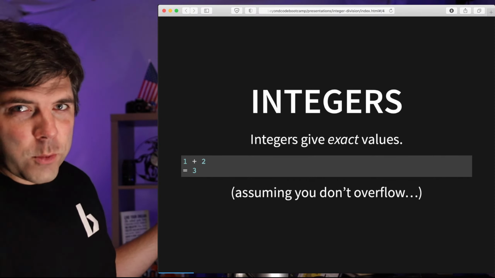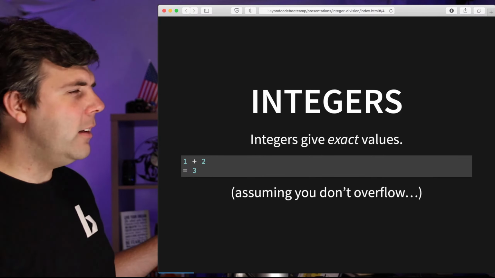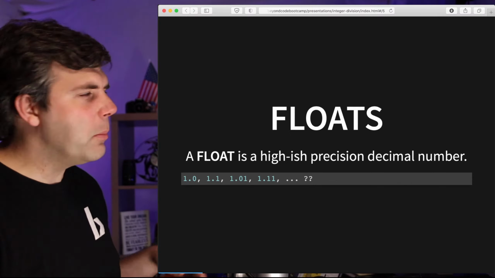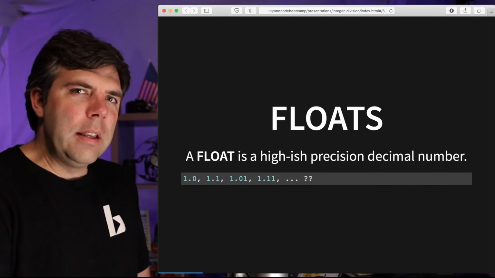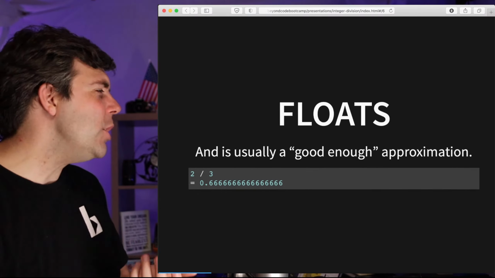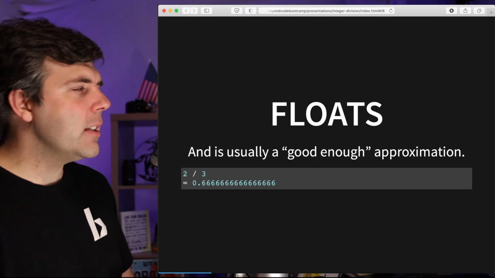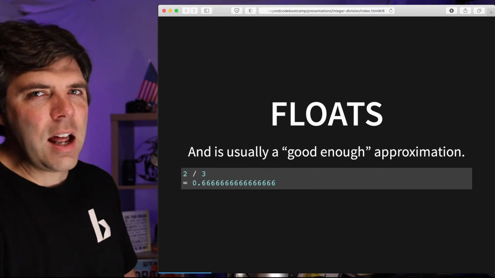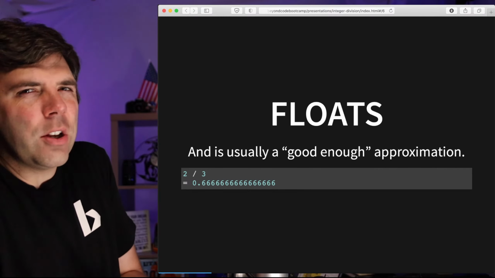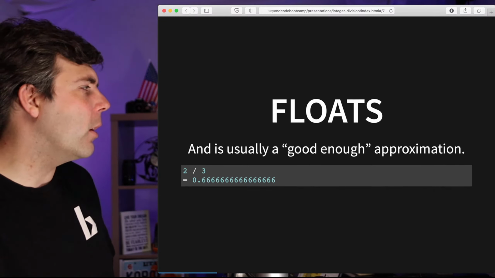Assuming you don't overflow, which we won't talk about right now, but if you use small integers in type systems with big numbers, you can get overflows, and that causes problems. A float is a high-ish precision decimal number. And I say high-ish precision because it's usually a good enough approximation. For example, 2/3 cannot be appropriately represented as a float, but you get an approximation that for most calculations is going to give you a number that is pretty darn close.